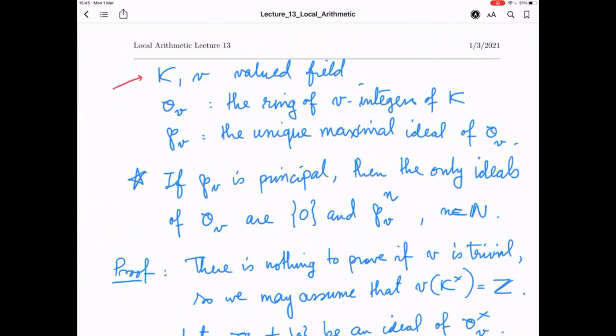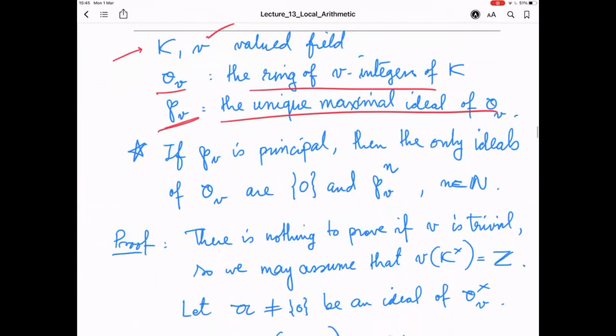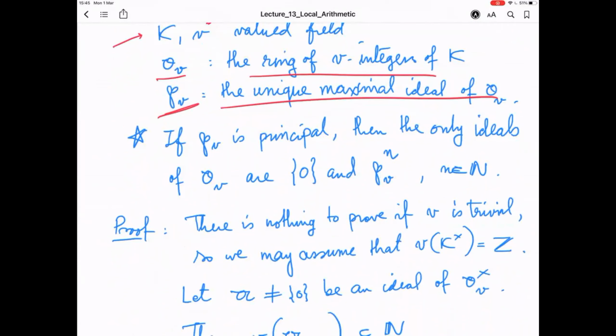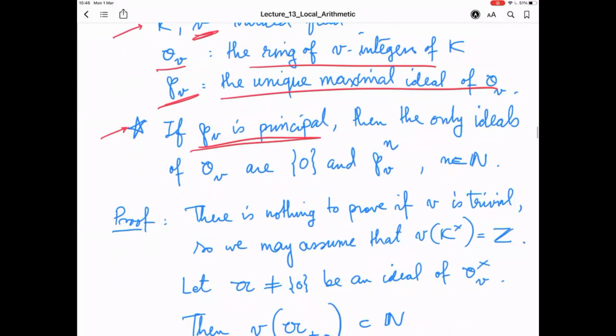You take a valued field (K, v), so K is a field, v is a valuation on K, and you take the ring of v-integers, O_v, and take the unique maximal ideal of O_v, P_v. And the assertion is that if this P_v is principal, and we know that it's principal if v is discrete, then in fact the only ideals of O_v are, of course, the zero ideal and powers of this principal ideal P_v.